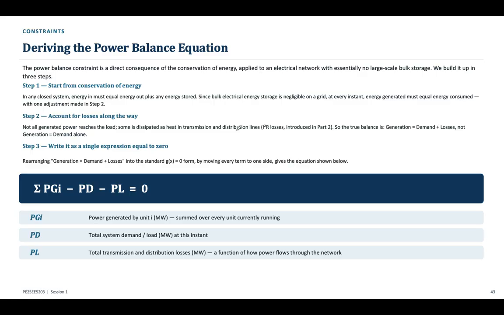Moving ahead, deriving the power balance equation. You've got three steps here. You can see the direct consequence of conservation of energy applied to an electric network with essentially no large-scale bulk storage. So start from conservation of energy. In any closed system, energy in must equal energy out, that is, input energy must equal the output energy plus energy stored.